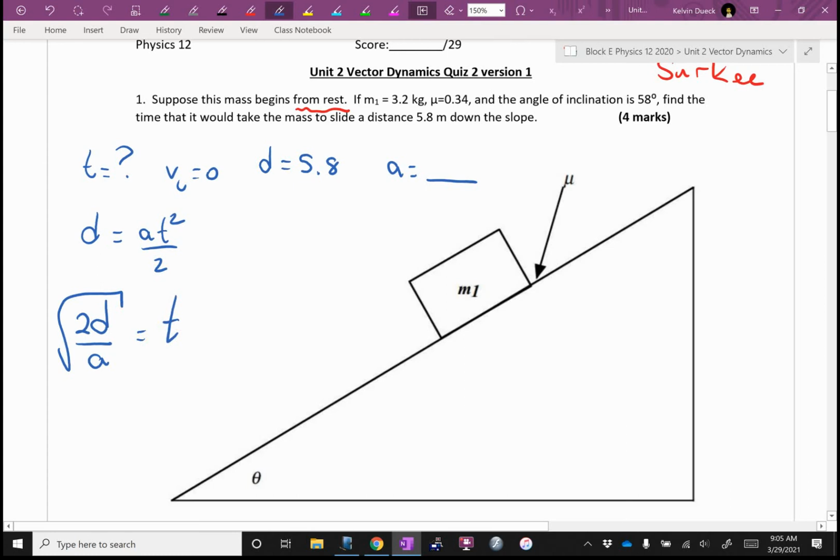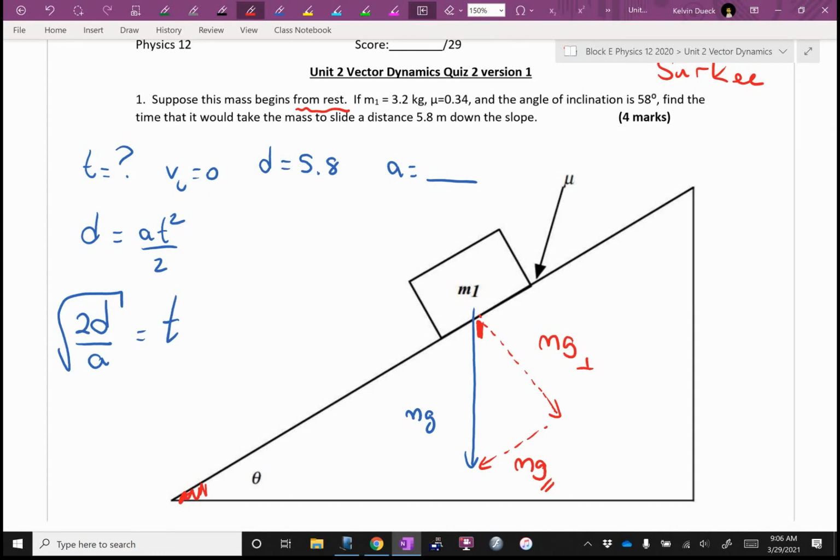Now, how will I find a? This is a job for a free body diagram. Get the obvious one. Now we're on a ramp. Pause. Components. mg perpendicular, mg parallel. Oh, there's the 90. What else? Are we sinking into the ground like quicksand? Nope. So there's a normal force, the same size as mg perpendicular.